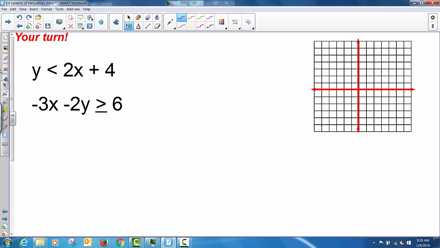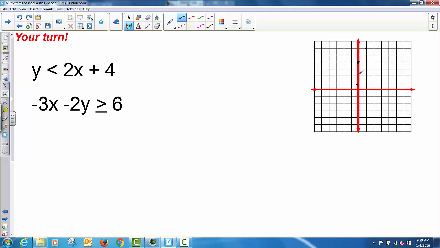Alright, so what we've got is y is less than 2x plus 4. The y-intercept is 4, so we come over here and we put a dot at 1, 2, 3, 4. Our slope is 2, so that means we go up 2 and over 1.